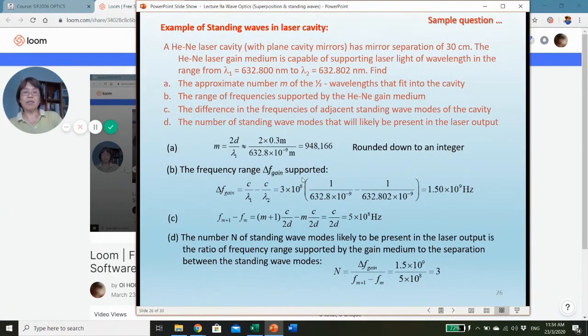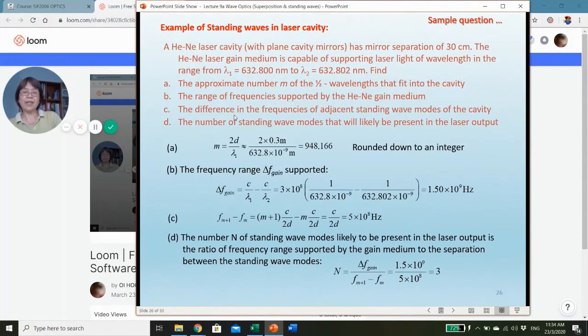Then let's look at the frequency range that's supported. Here we have the delta frequency supported by the gain medium. That equals c over λ1 minus c over λ2. Substituting the values, take out the c, and you have 632.8 times 10 to the power minus 9 and 632.802 times 10 to the power minus 9. That will give you 1.5 gigahertz.